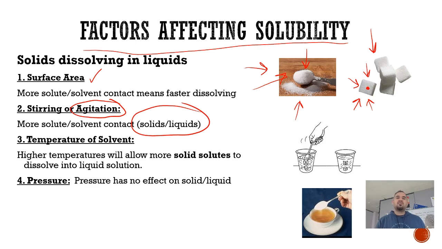All right, so the last one is going to be the temperature of the solvent. When we increase the temperature of a liquid, what do the molecules start doing? All right, so they move faster. When the molecules move faster, they cause the solid to dissolve more quickly. It's because the molecules are moving faster. So a higher temperature will allow more solid to dissolve into the liquid solution.